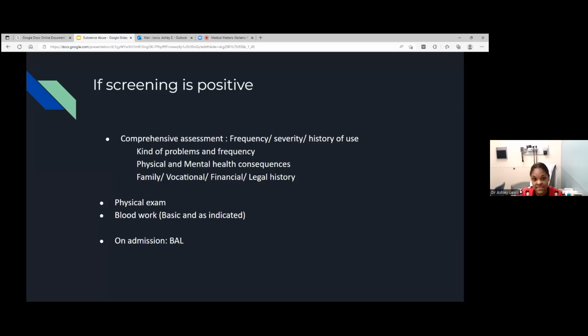So if screening is positive, at that point, you want to once again do a comprehensive assessment. So once again, talking about frequency, severity, the history of use, kinds of problems and frequency, physical and mental health consequences that the person has experienced, as well as family, vocational, financial, or legal history. So then you want to also do a physical exam as well as blood work to see if there's any electrolyte imbalance, which you want to replace, as well as on admission you want to do a blood alcohol level.